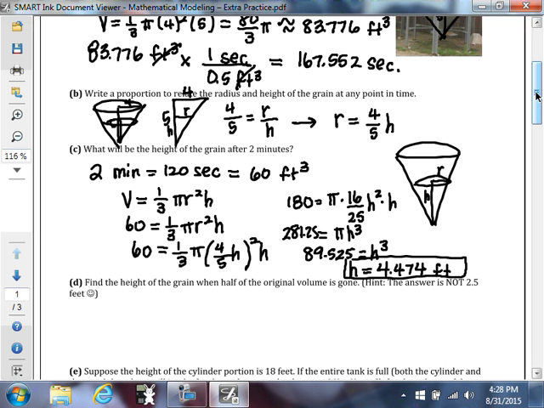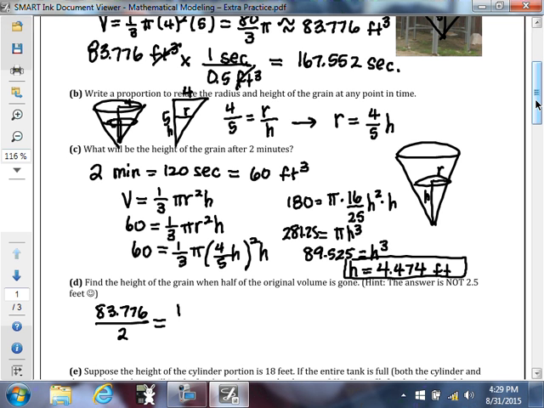All right, so it says find the height of the grain when half of the original volume is gone. So if half of the original volume is going to be gone, that means that instead of having our volume of 83.776, we divide it by 2. So I'm going to keep it really precise, and I'm going to do 80 over 3 pi again to get that number back on my calculator. All right, and I want half of that, so I'm going to divide by 2. So I get 41.887, or 888 actually.